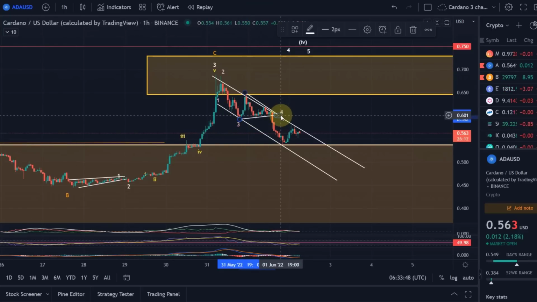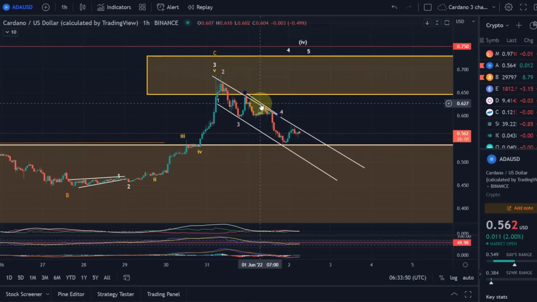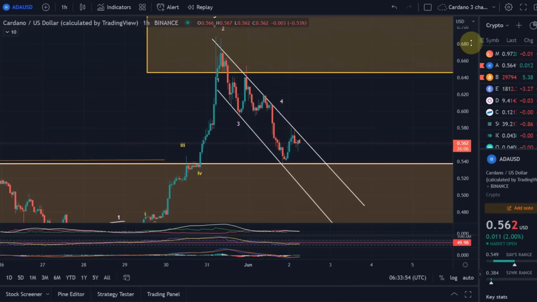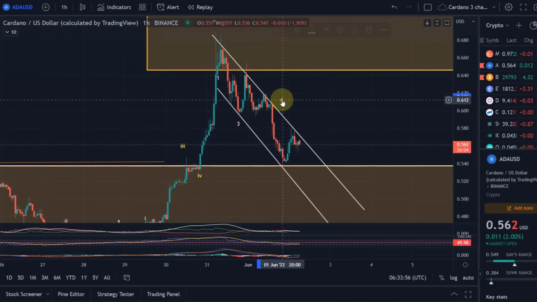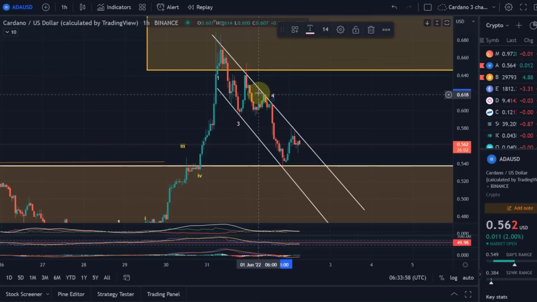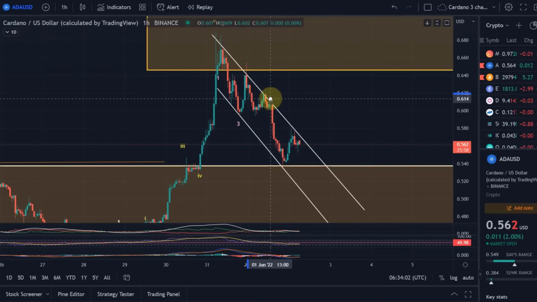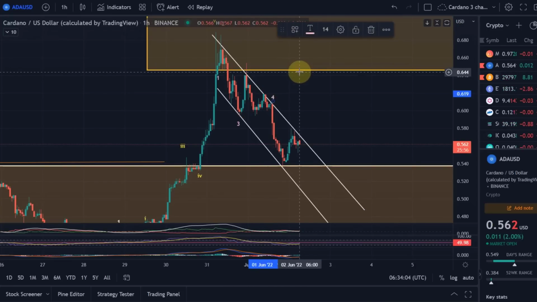So this was a wave 4 triangle, which then peaked here at the end of the triangle. This is the 1 hour chart already, but A, B, C, D, E. So pretty much here at around 61 cents, the wave 4 peaked. And this move down was then the wave 5.